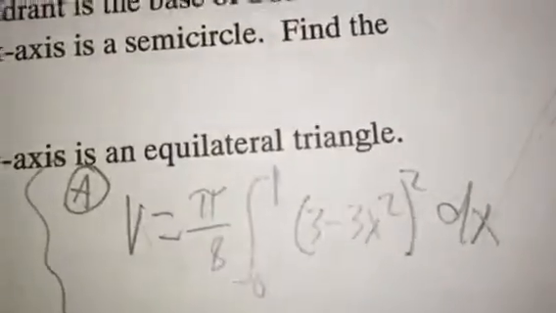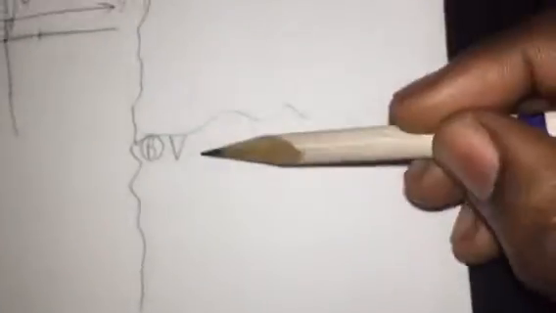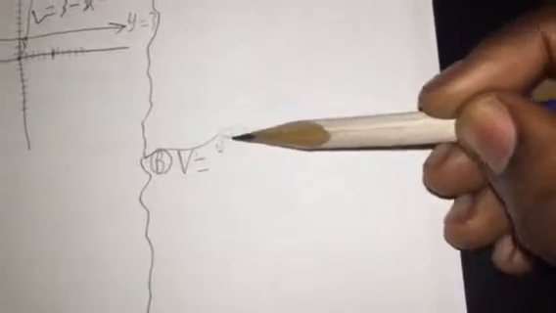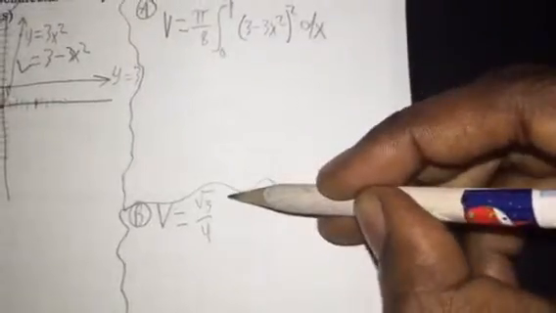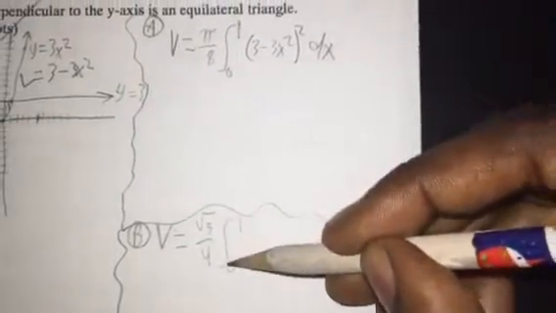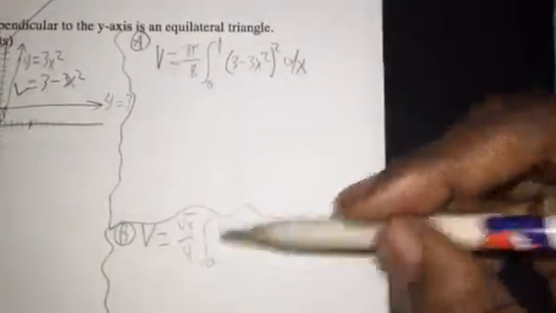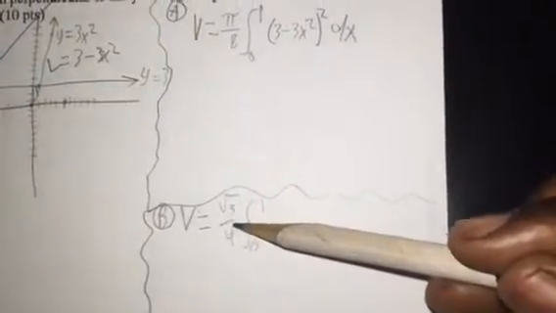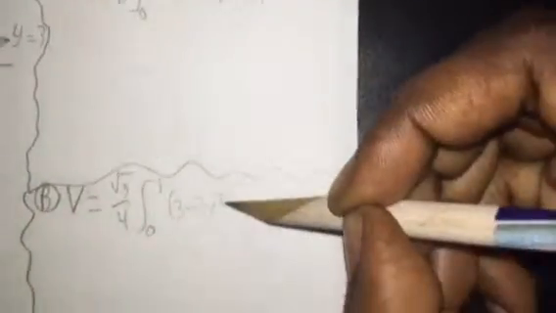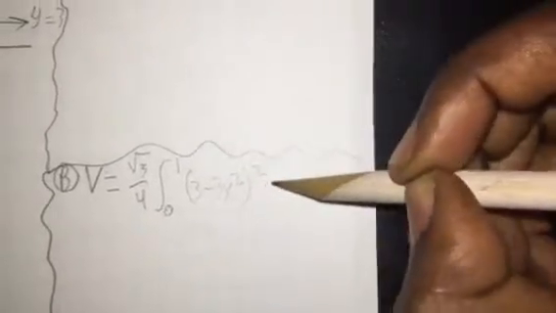Now, this one is the same thing, but it says for an equilateral triangle. So that's the difference. So let's write it. It's going to equal square root of 3 over 4, because it's an equilateral triangle. So it's a different shape, so you have to use a different area formula. And then 3 minus 3x squared dx. Then you put that in the calculator again.